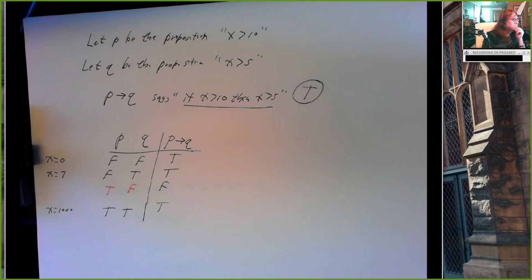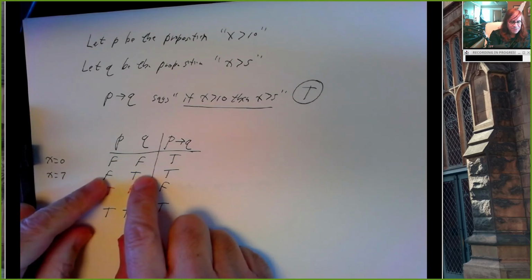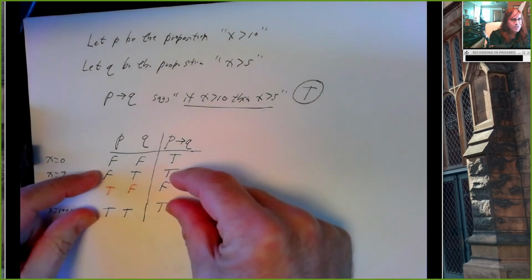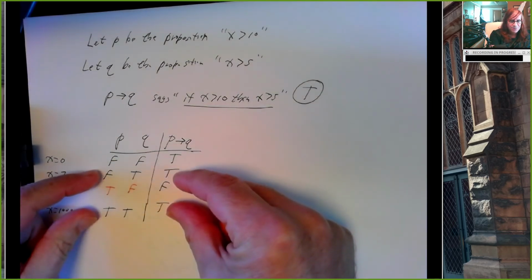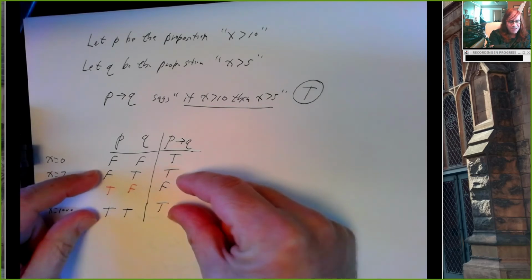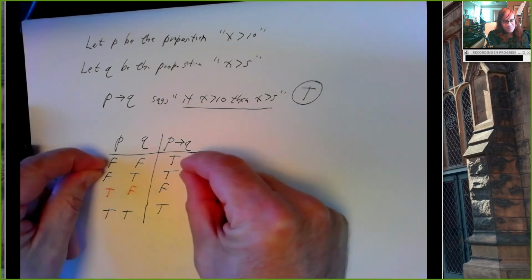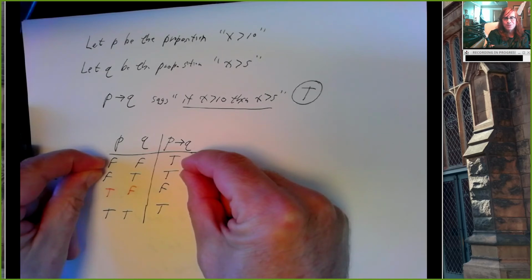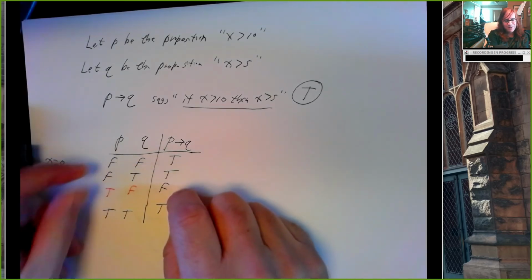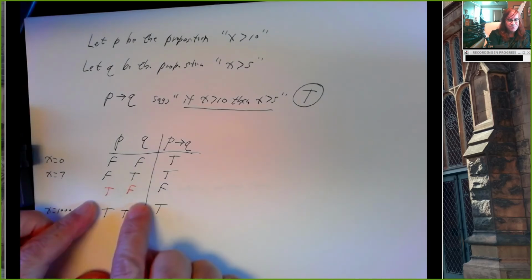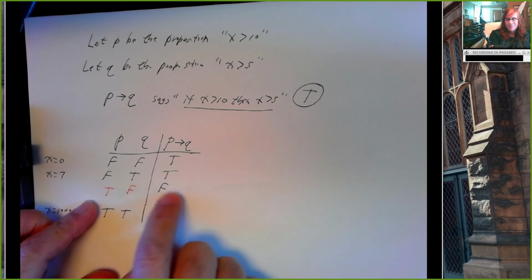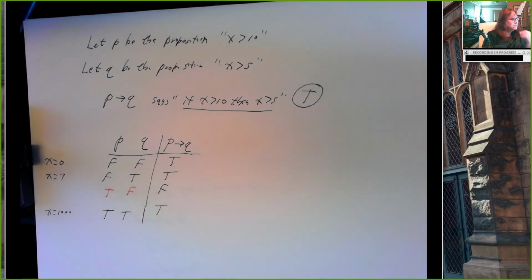Can you say that one more time? Anytime that Q is true, which are these two rows right here, the conditional will be true. And anytime that P is false, which is the first two rows, the conditional will be true. The only time the conditional is false is if the hypothesis is true and the conclusion is false. If this happens, then the conditional is also false.